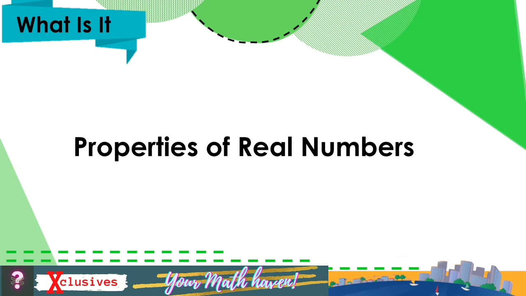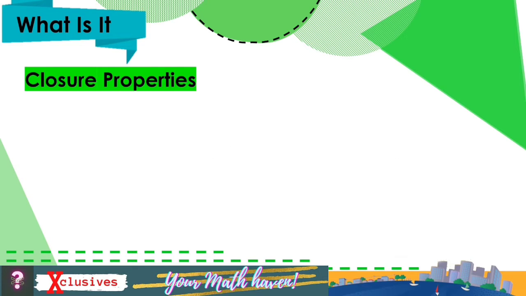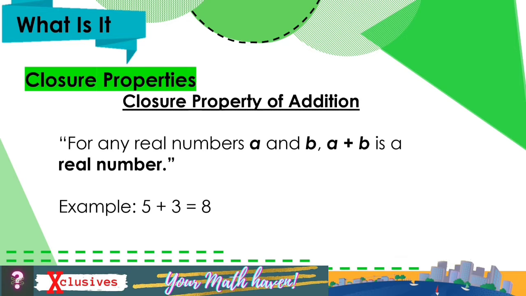The properties of real numbers. First, we have the closure properties. Under this one, closure property of addition, which states for any real numbers a and b, a plus b is a real number. For example, 5 plus 3 is equal to 8. Why? Because 5 is an element of the set of real numbers, and 3 is also an element of the set of real numbers. Thus, the result, which is 8, should also be an element of the set of real numbers.